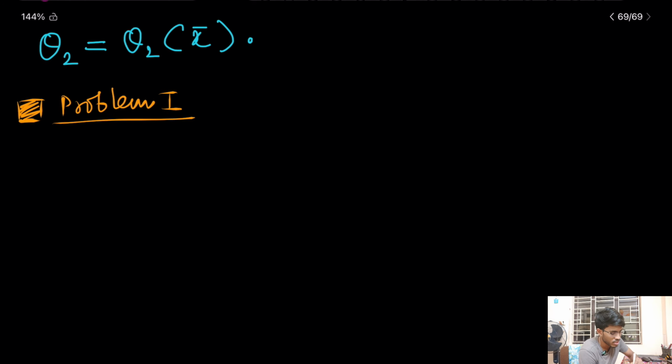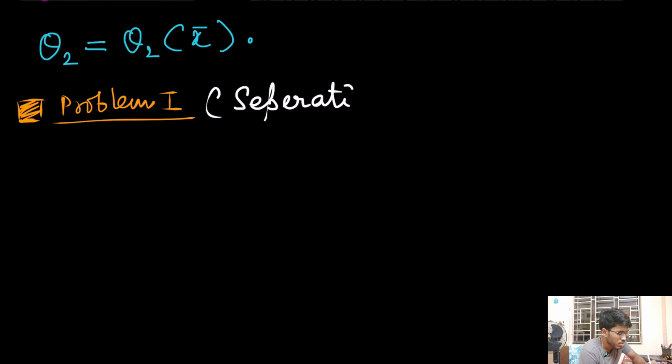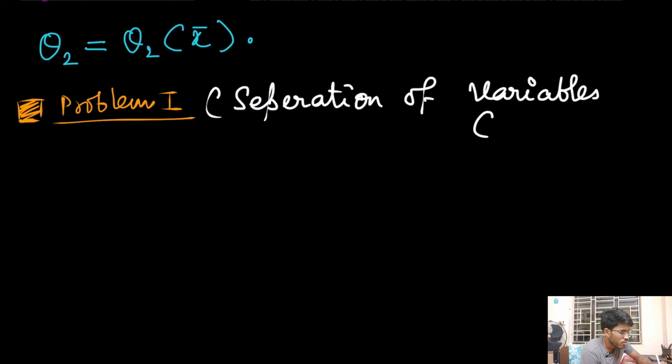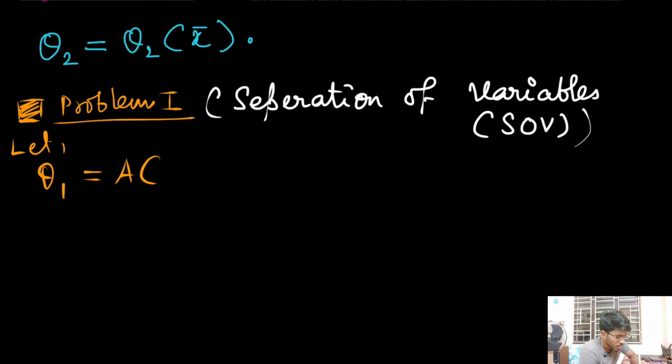So here I will solve it by the method of separation of variables, in short SOV. Let my theta 1 be equal to a, that is only a function of x bar, times b, that is only a function of tau.